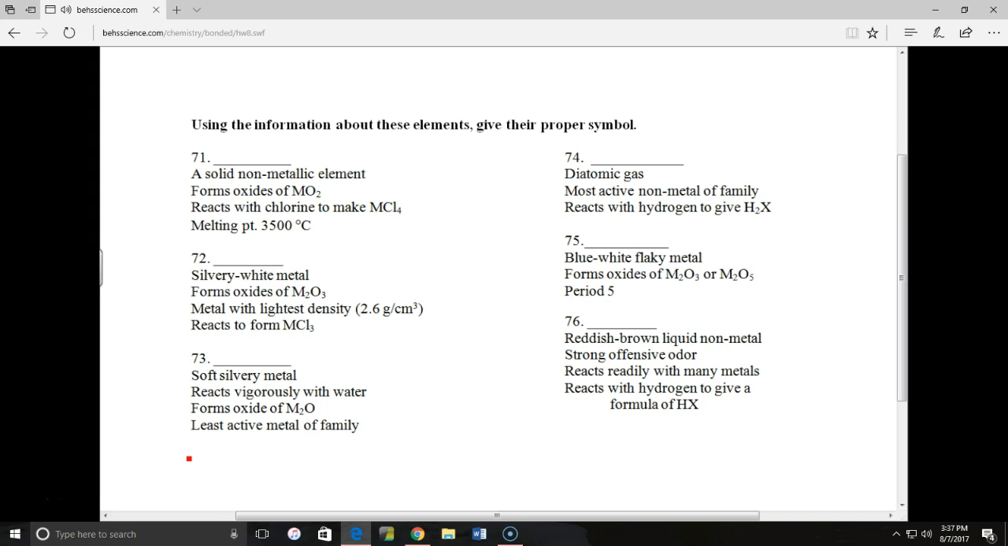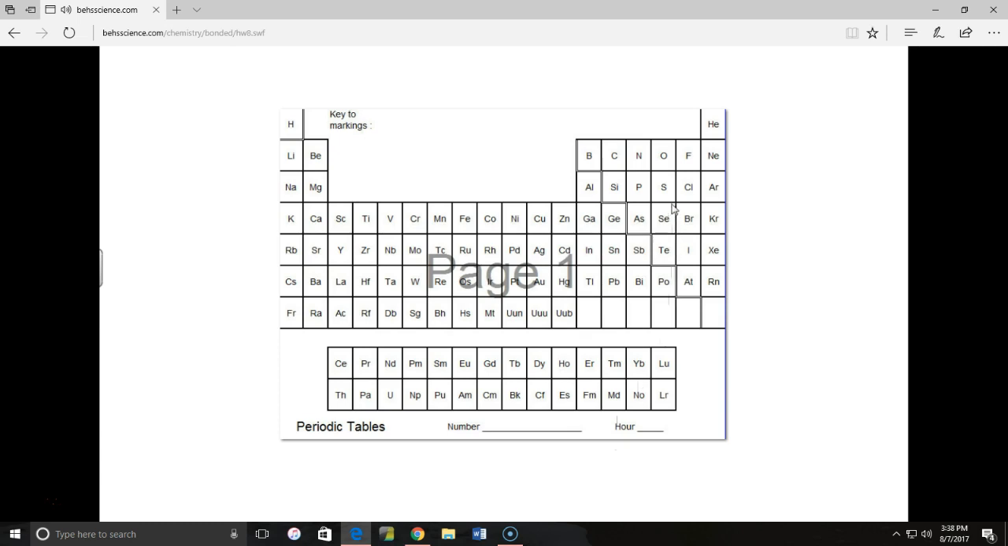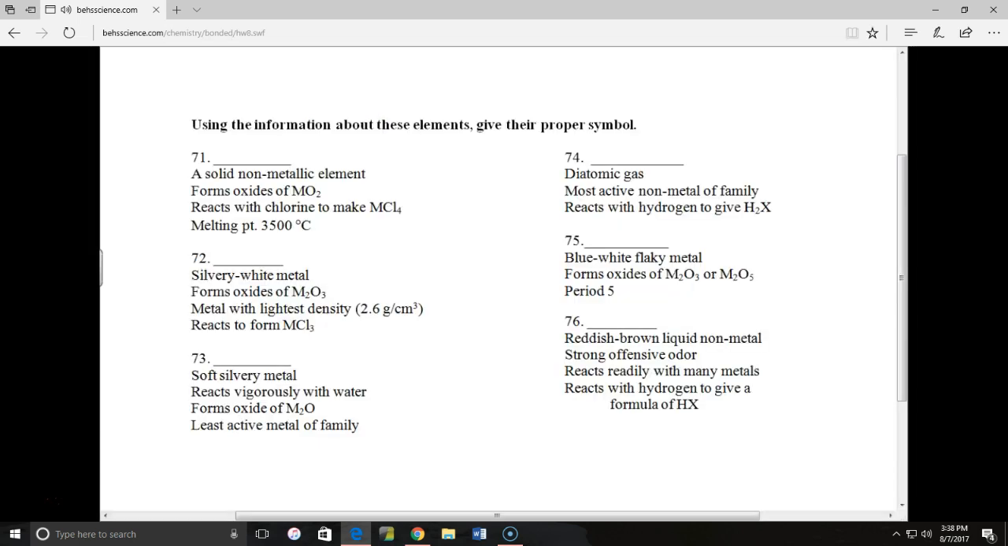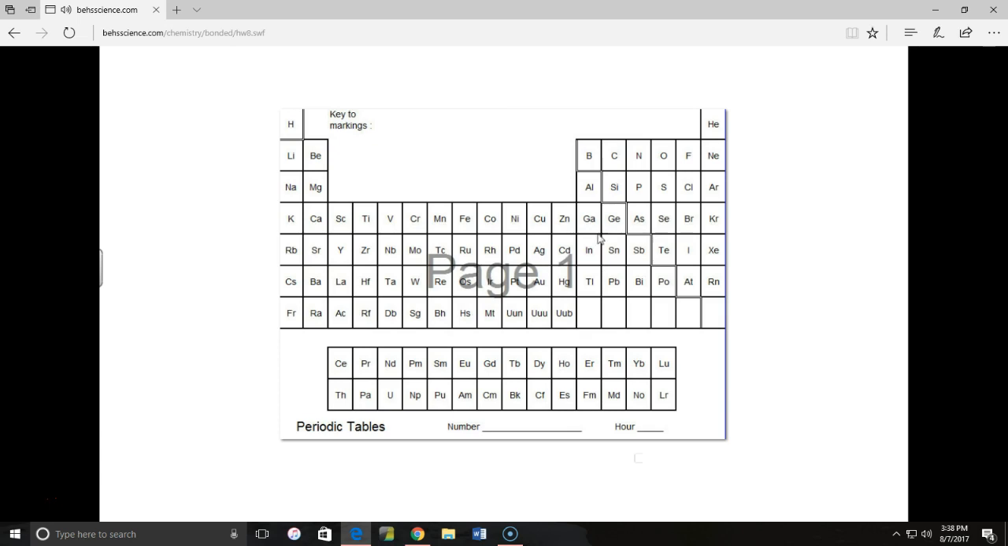All right, so the first one says a solid non-metallic element. So far all we know is it's a non-metal that's a solid. Let's look through here real quick. Non-metals that are not solids. Read that one more time, make sure I get it right. Solid non-metallic element. All right, it is a solid, I'm sorry.